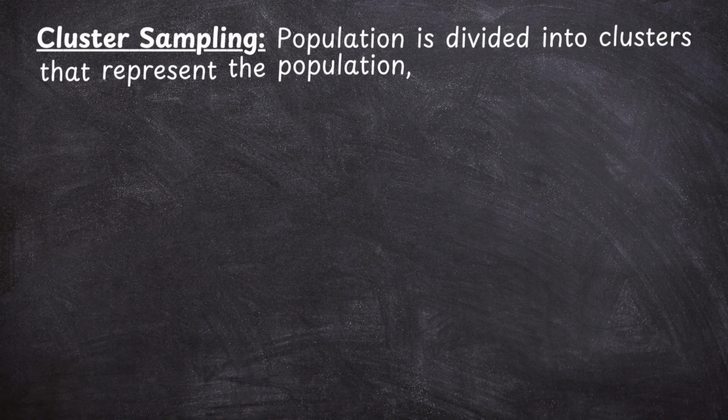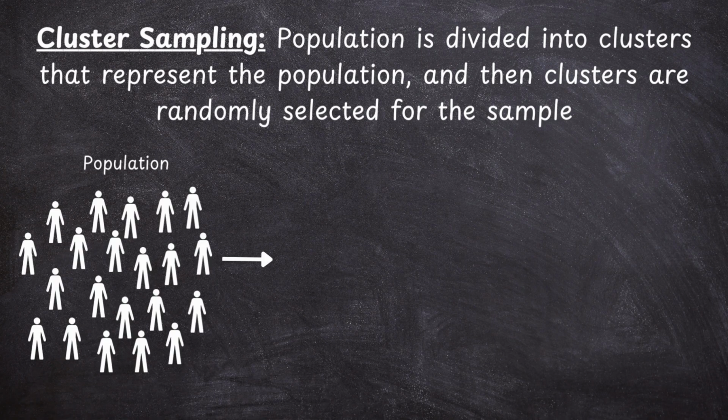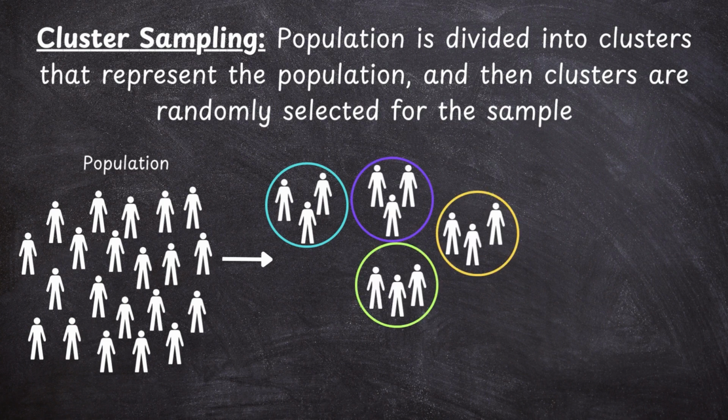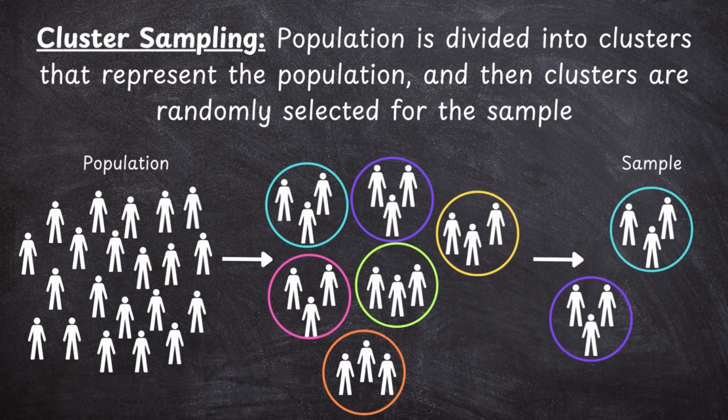The third type of sampling technique is cluster sampling. In this technique, the population is first divided into clusters based on specific characteristics, and then the clusters are randomly chosen to be part of the sample. Now, this is slightly different from stratified random sampling because in cluster sampling, the entire cluster, the entire group is included in the sample, not just some individuals from each group.